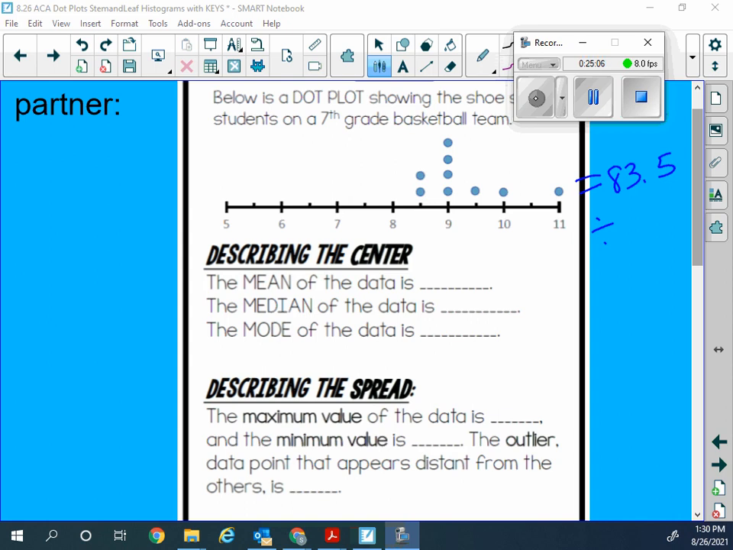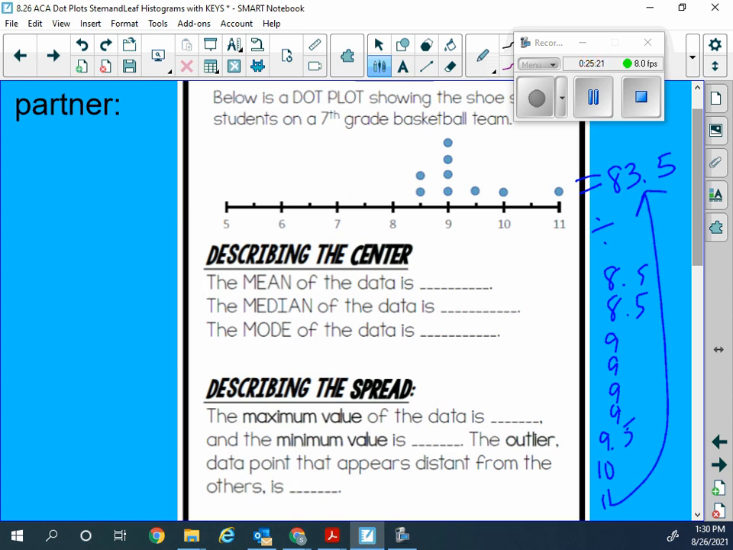Let's talk about the mean, guys. When you add 8.5, 8.5, 9, 9, 9, 9, 9.5, 10, and 11, you get 83.5. I just gave you that total, okay? And then you're going to divide by what? 1, 2, 3, 4, 5, 6, 7, 8, 9. Did you divide by 9? Yes. And what did you get? You had a calculator, 9.277, which would be 9.28, right? That's what it would round to.